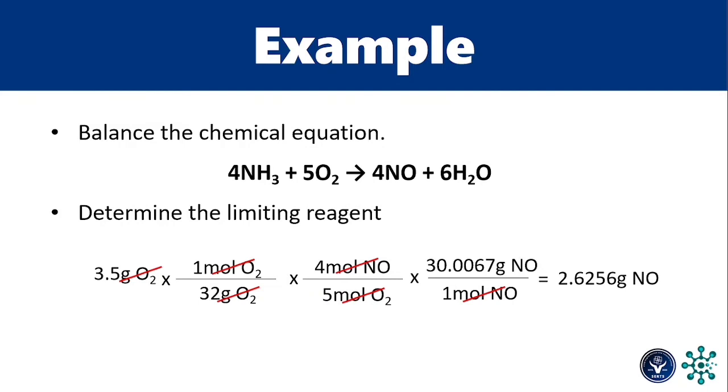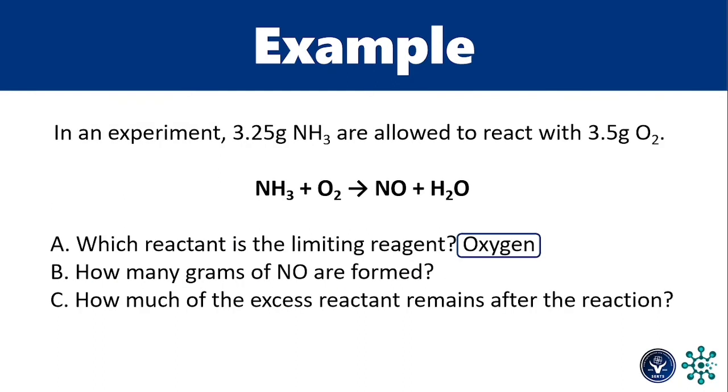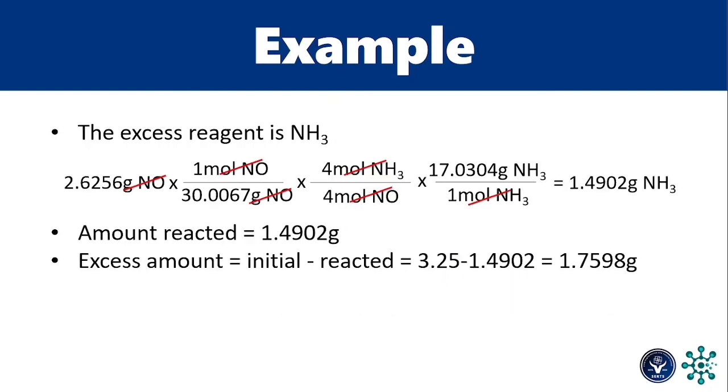Now, the reactant that gave the least amount of product is the limiting reagent, because again, once the limiting reagent is consumed, no more products can be formed. The limiting reagent is therefore oxygen. The limiting reagent dictates the amount of products formed. Since oxygen is the limiting reagent, the amount of grams of NO formed is 2.6256 grams, not the amount of NO from NH3 because it's the excess reactant. So again, the excess reactant or reagent is NH3.